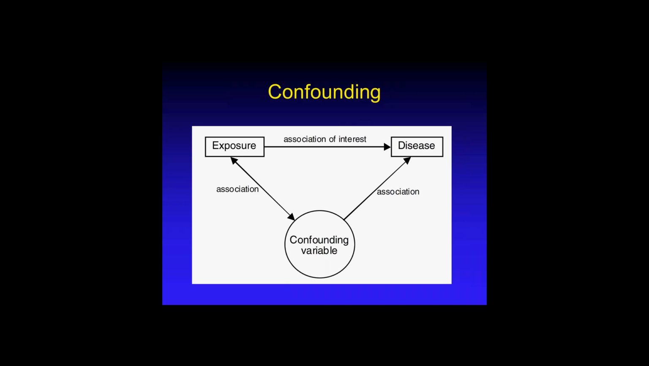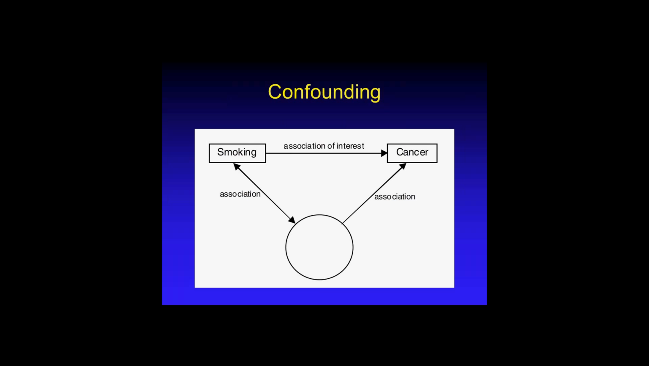And so we have this little triangle. Here's our confounding variable. It's associated with the exposure; it can increase or decrease exposure. It can also increase or decrease the disease, but if it meets both of those criteria, then it changes the association of interest between the exposure and the disease. If we think about smoking and cancer, what do you think are some possible confounders for the association between smoking and cancer?